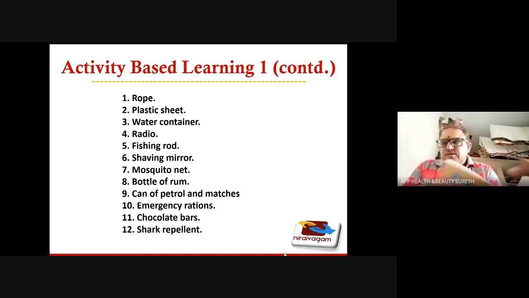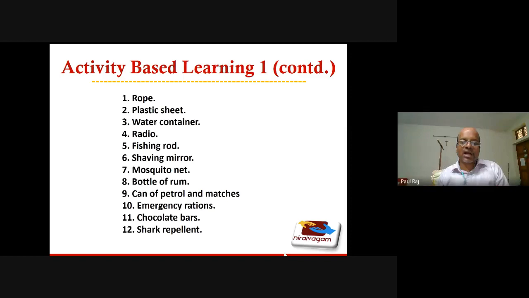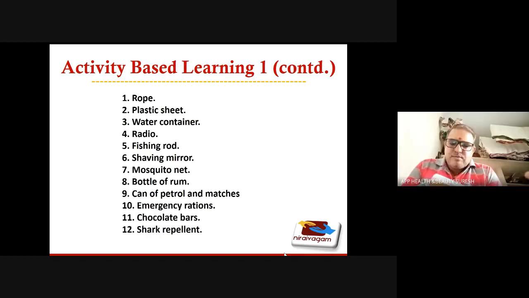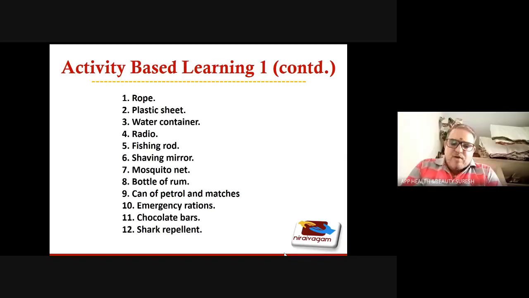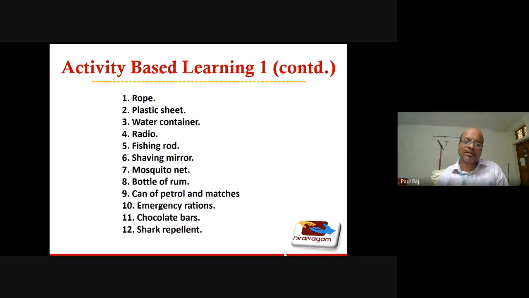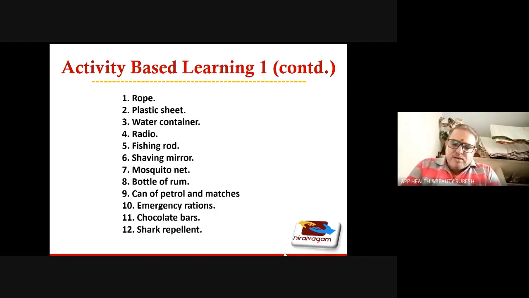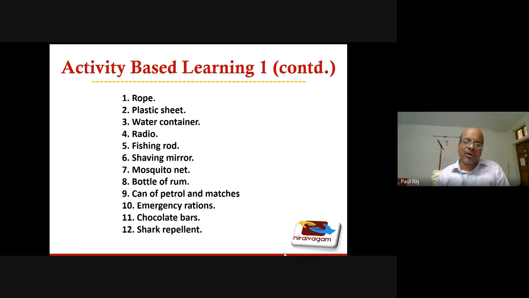Shall I read? Shark repellent will be your first choice. Yes, okay, go ahead. Plastic sheet, okay. Rope, okay. Water container, okay. Petrol. Okay, fine. I'll ask you the first question itself. Why do you choose shark repellent?